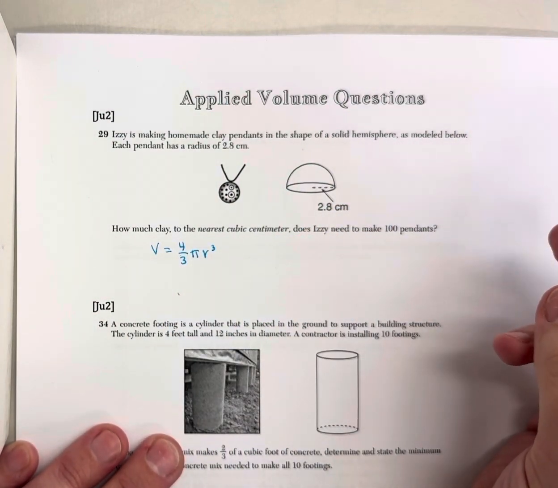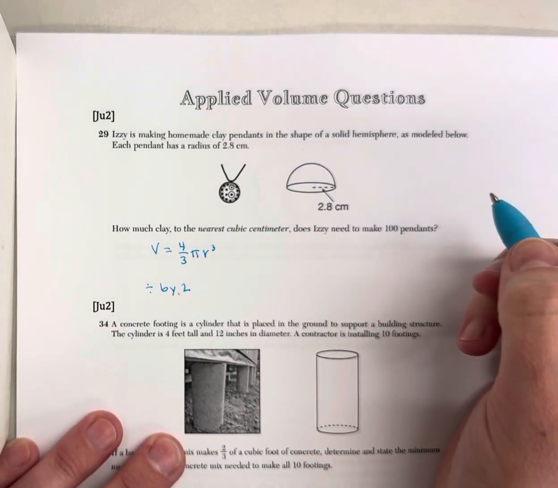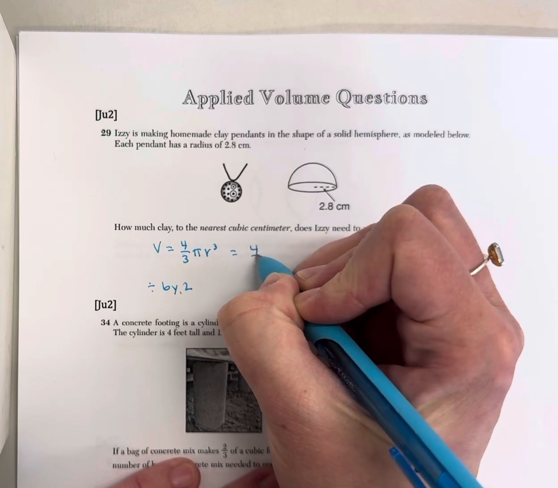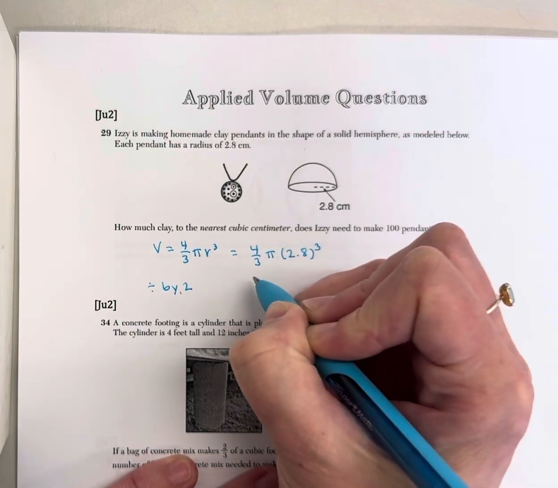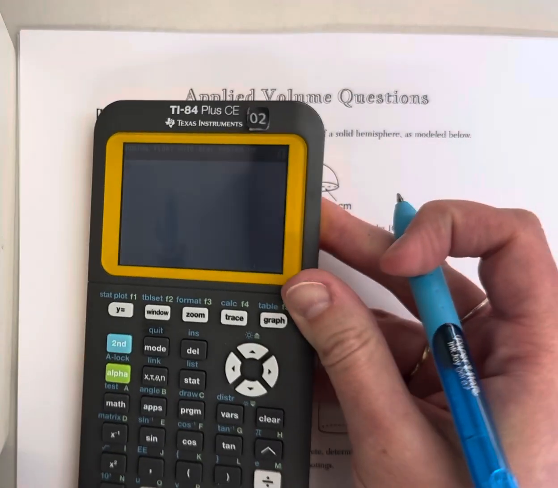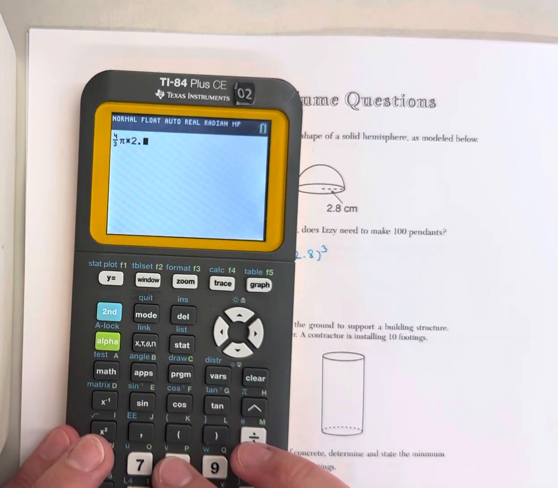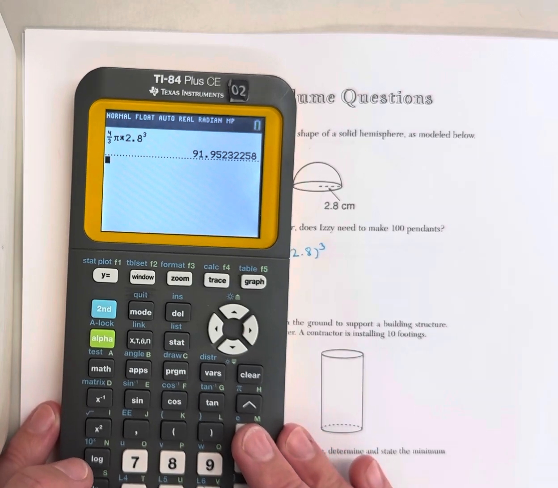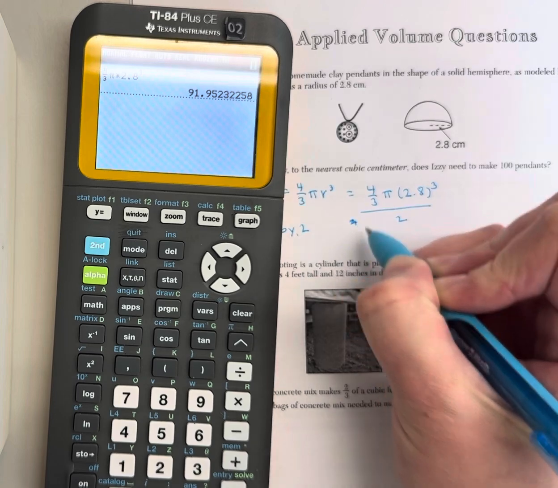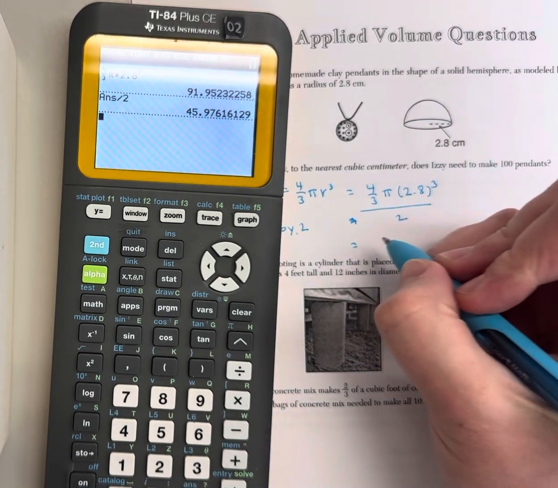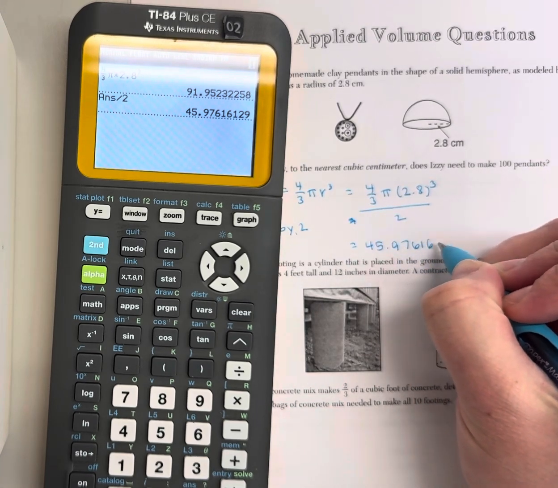But we're going to have a hemisphere, so we're going to divide this by 2 when we get our answer. So we've got 4/3 pi. Our radius here is 2.8, so 2.8 cubed. Throw this in our calculator. And we have this, 91 point something, and then we're going to divide it by 2. So we have 45.97616129.